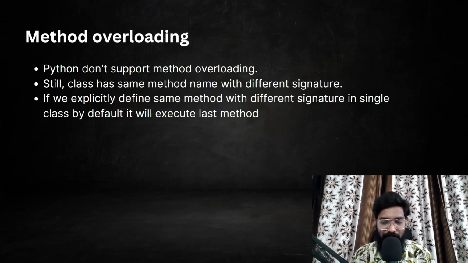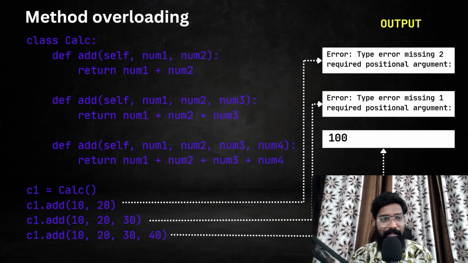We have a class, and in the same class we have the same method multiple times, but the signature will be different. So let's see the class Calc, where we have three methods called add, and their signatures are different. In an ideal scenario we could do this, but as soon as we create an object c1 and call c1.add, the last method will by default be executed.